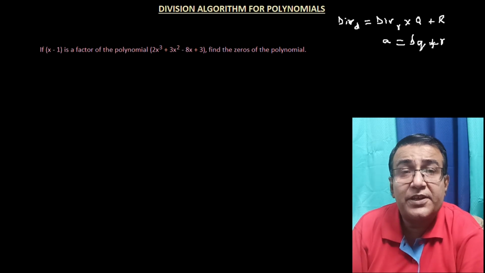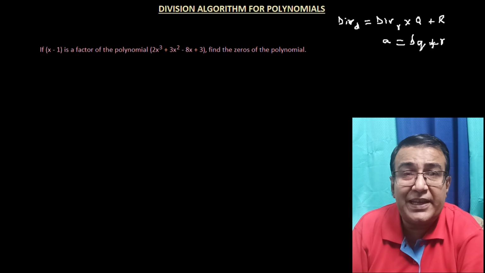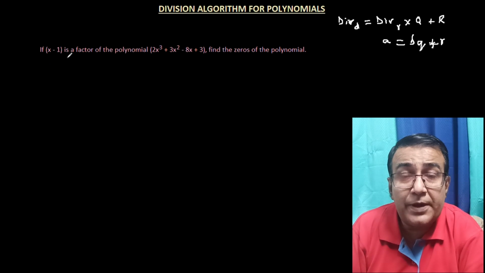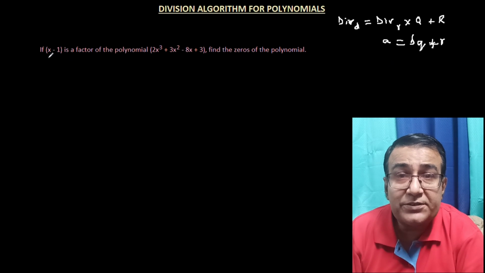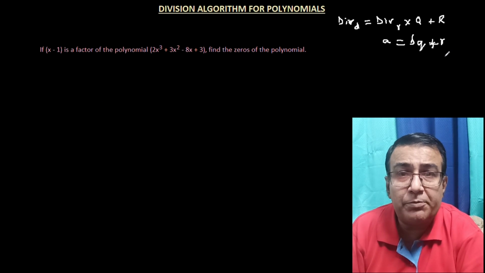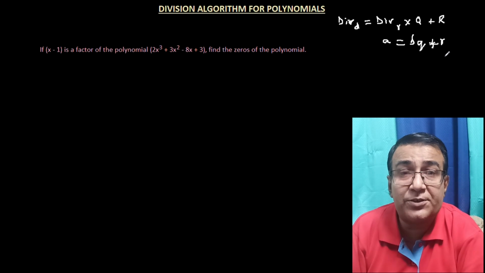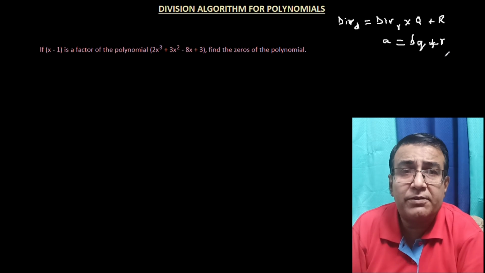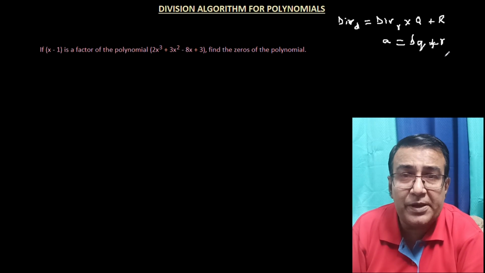Right, so the next question is that if x minus 1 is a factor of the polynomial 2x cubed plus 3x square minus 8x plus 3, find the zeros of the polynomial. Well, by zeros, it means those values of x for which the polynomial will equal 0, which are also called the roots of the polynomial. So one thing is pretty clear from this question, that if x minus 1 is a factor, it means that it leaves no remainder. So remainder, we can straight away write it as 0.